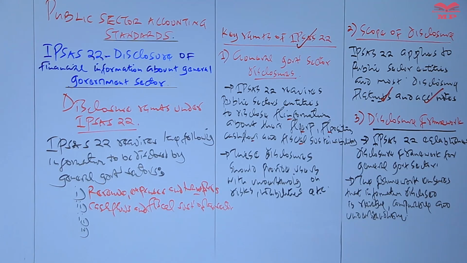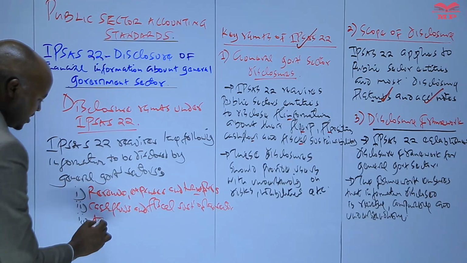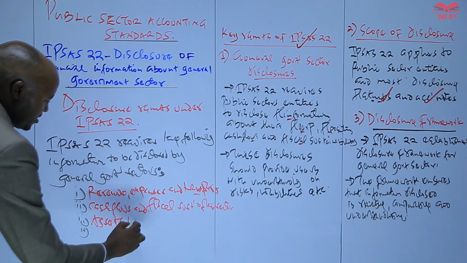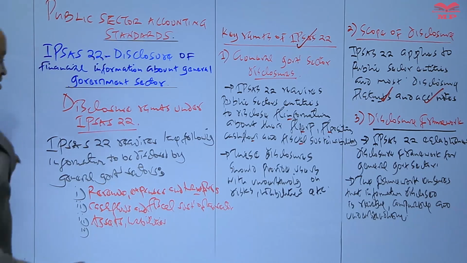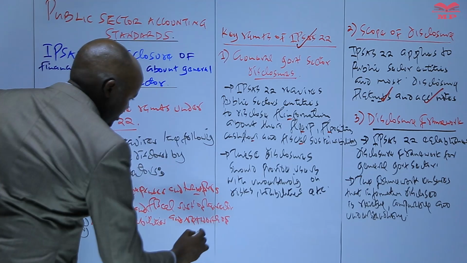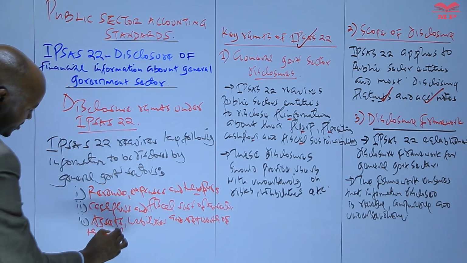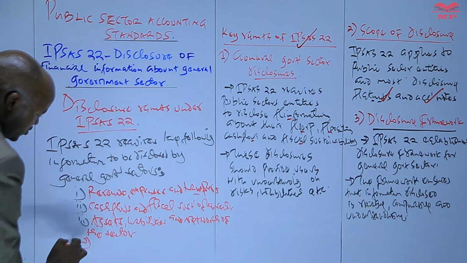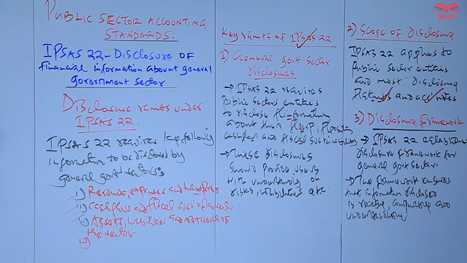Number 3 is information about what? Information about the assets, liabilities, and the net worth of the sector. Net worth is basically the difference between assets and liabilities. So we are talking of assets, liabilities, and net worth of the sector. Net worth, as we have said, is the difference between the assets and liabilities of the sector.